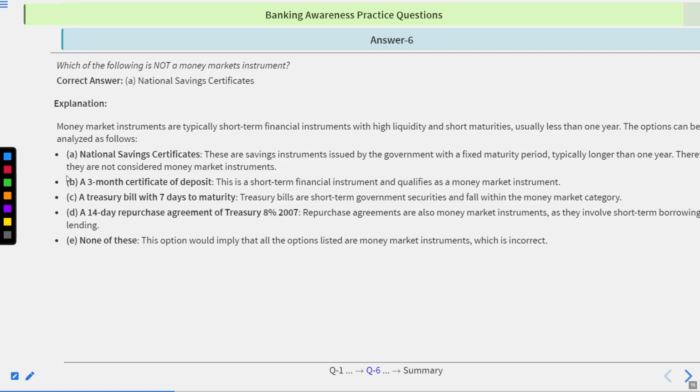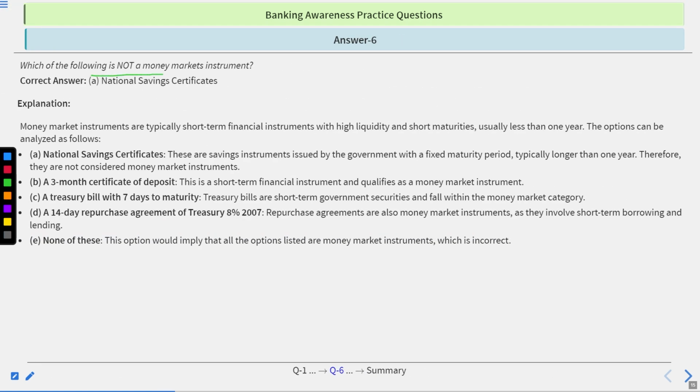The time's up. Correct answer is National Savings Certificate. Explanation. Money market instruments are typically short-term financial instruments with high liquidity and short-term maturities, usually less than 1 year. Options could be analyzed as follows. First, National Savings Certificate. Saving instrument issued by the government with a fixed maturity period typically longer than 1 year. Therefore, they are not considered money market instruments.